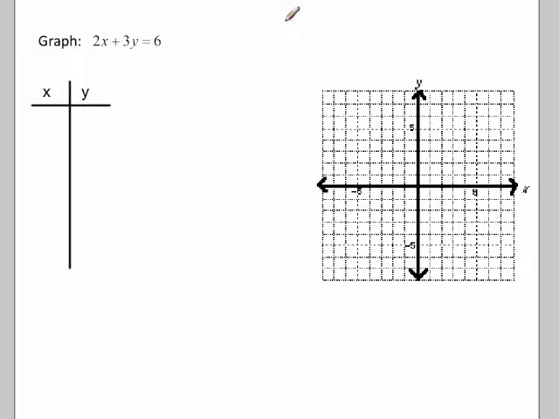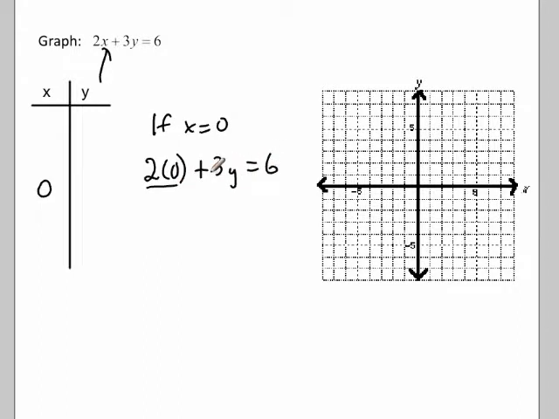So all I'm going to do is pick some random values of x. Let's suppose, let's just take x equals 0. That's a nice number to start with. And let's just substitute it in right where it is. So I'm going to go 2 times 0 plus 3 times y is 6. 2 times 0 is 0, plus 3y would be 3y.